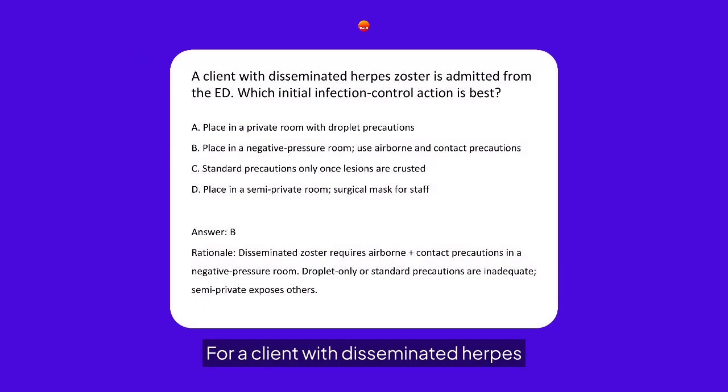For a client with disseminated herpes zoster, the best initial infection control action is to place them in a negative pressure room with airborne and contact precautions. This approach prevents the spread of infection, as droplet or standard precautions are inadequate, and semi-private rooms expose others to risk.